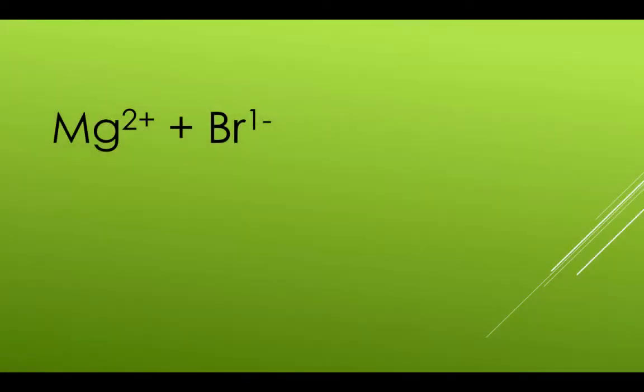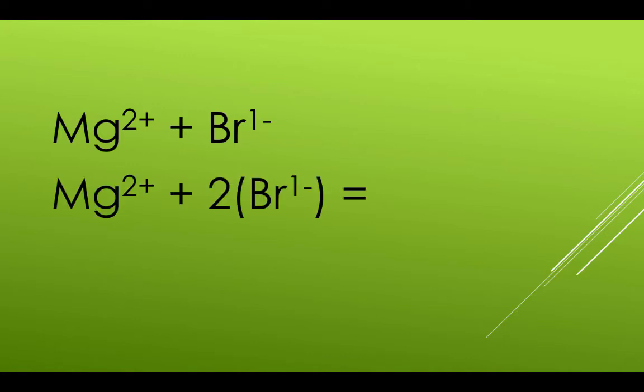In this case, where magnesium ion has a plus 2 charge and bromine has a minus 1 charge, the neutral compound must have 2 bromine ions, each with a charge of negative 1, to neutralize the single magnesium ion's positive 2 charge. The result is an ionic compound with the formula MgBr2.